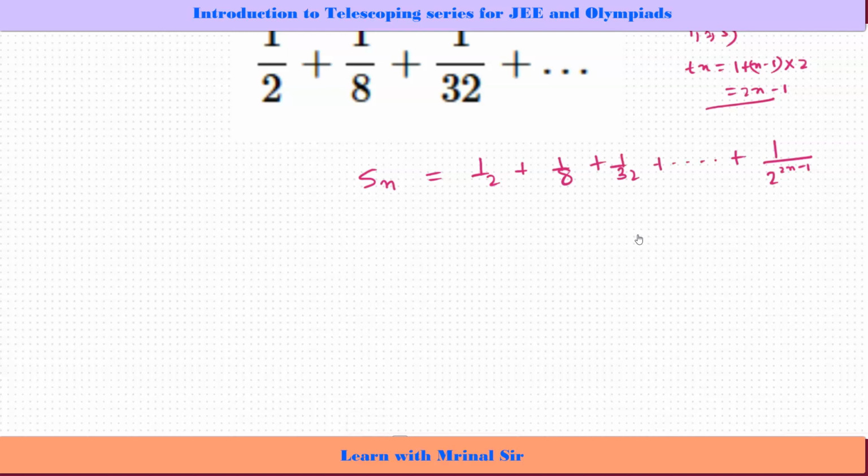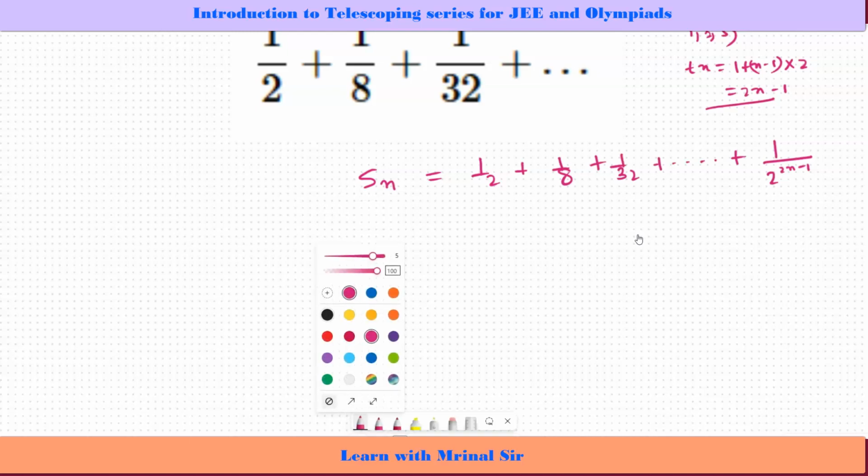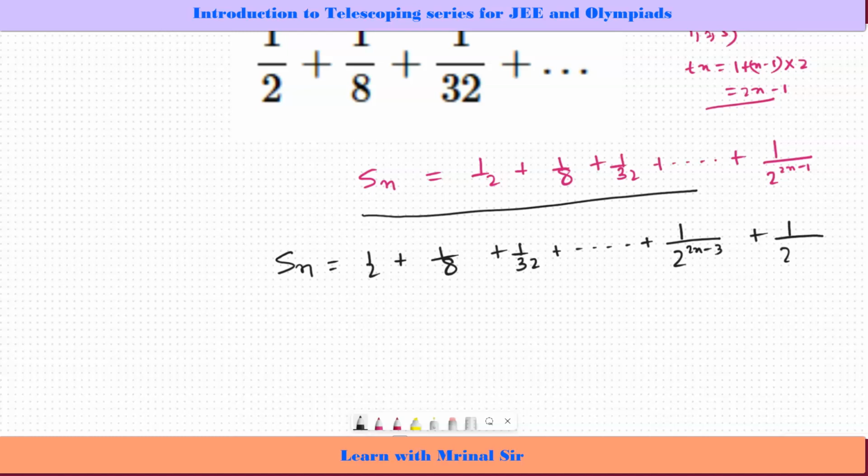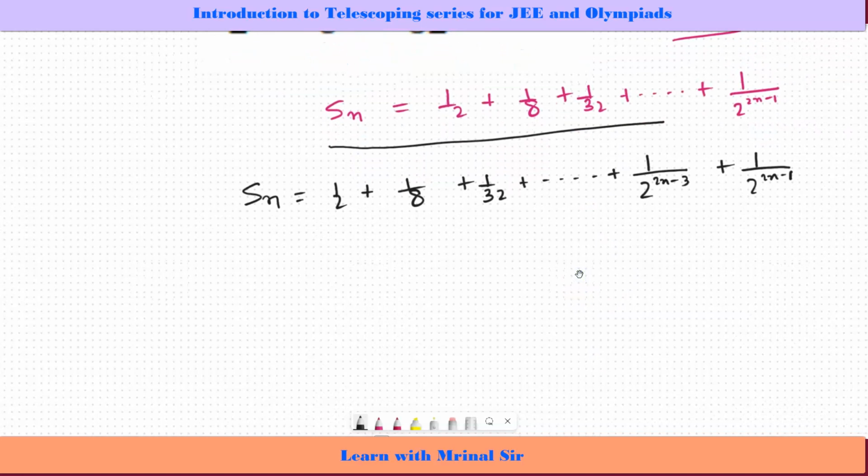To understand it in a better manner, I will be writing the previous term also. Let me rewrite this series again here, that Sn equals half plus 1 by 8, 1 by 32 plus, what will be the term before it? If you write this as 2 cube, 2 to the power 5, it is 1 by 2 to the power 2n minus 3 plus 1 by 2 to the power 2n minus 1. This is a telescoping series, and we will collapse its sum by applying this technique.